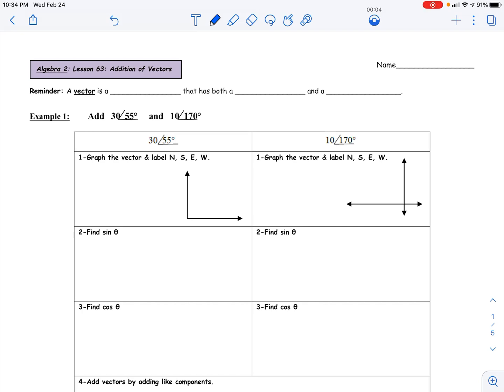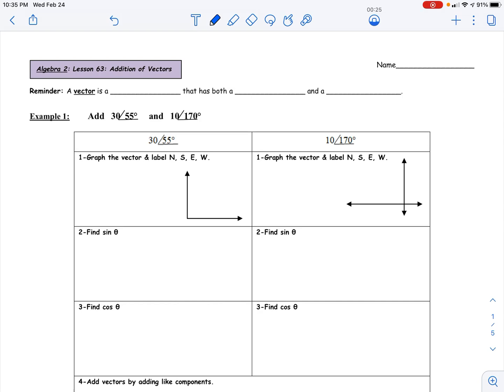Okay, everyone, let's take a look at lesson 63 together. You should have your packets in front of you, and the first thing we're going to start off with is filling in a definition, a little bit of a reminder. We've already covered this in a previous lesson. Today we're going to be talking about addition of vectors, so let's re-identify what a vector is.